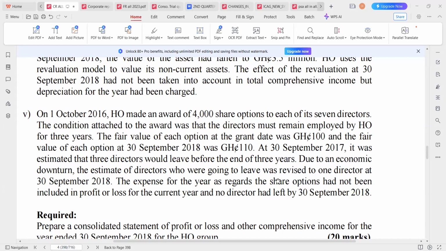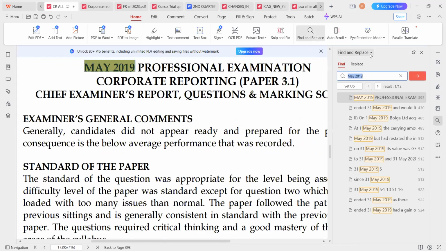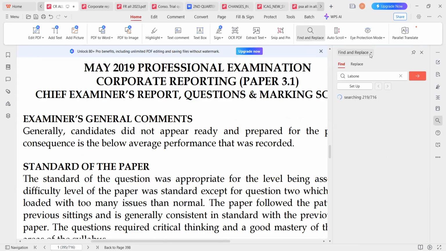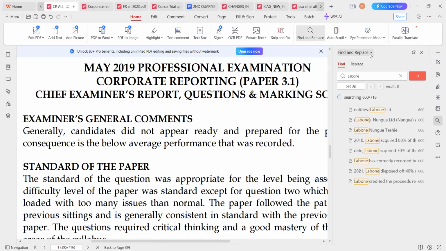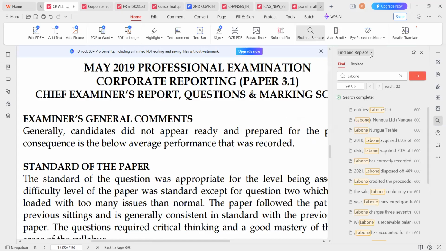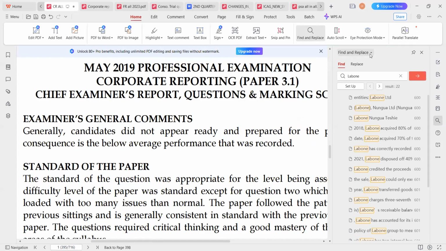All right, and the question is August 2022, Laboni Group. So that's the next question we are looking at for August 2022, Laboni.